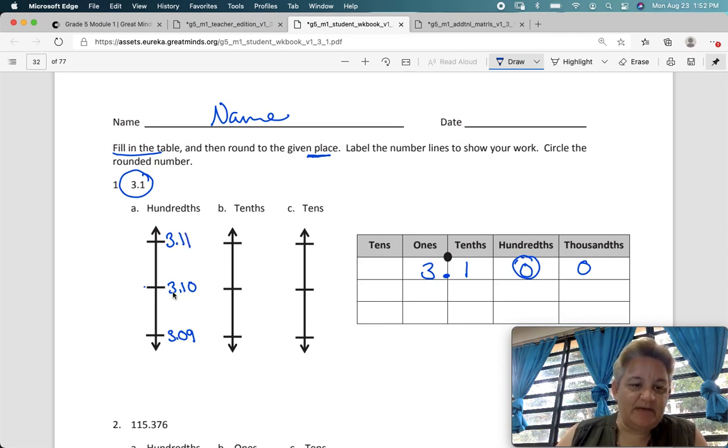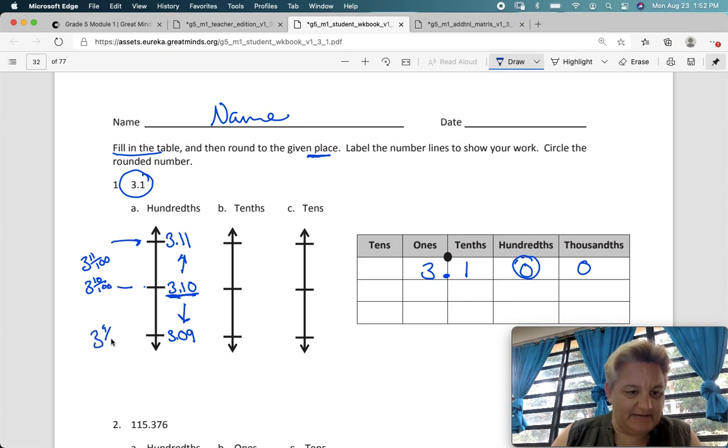Okay, so the number they gave us is 3.1. But I added a 0 because we're going to go out to the nearest hundredth, right? So we're going to go out to the nearest hundredth. And 3.11 is going up 1 hundredth, and 3.09 is going down 1 hundredth, okay? Does that make sense? So 3 and 11 hundredths is the top. 3 and 10 hundredths is the middle. And 3 and 9 hundredths is the bottom. So that's the hundredth spot.